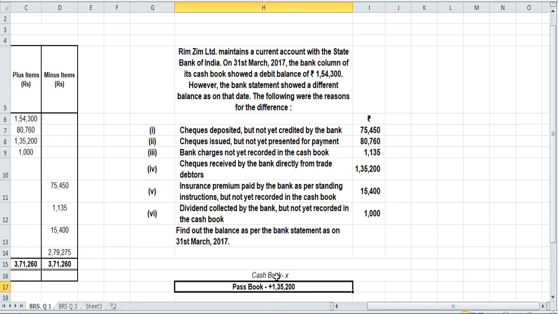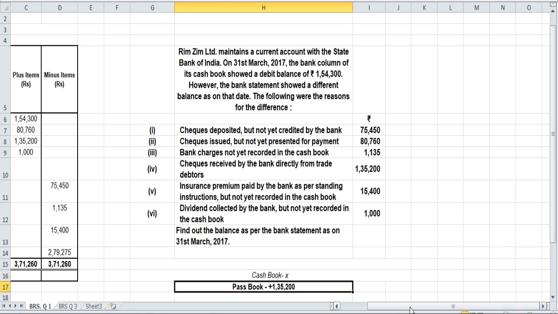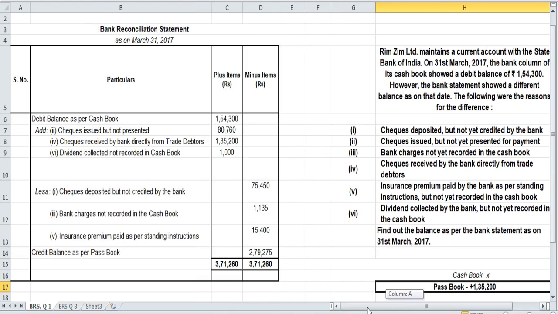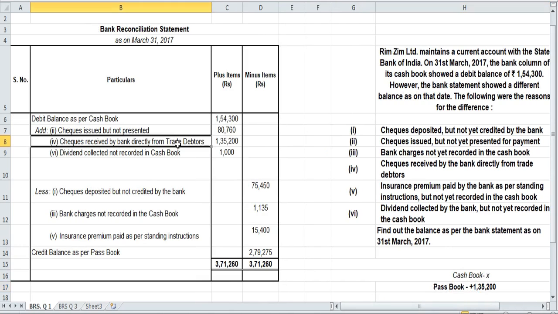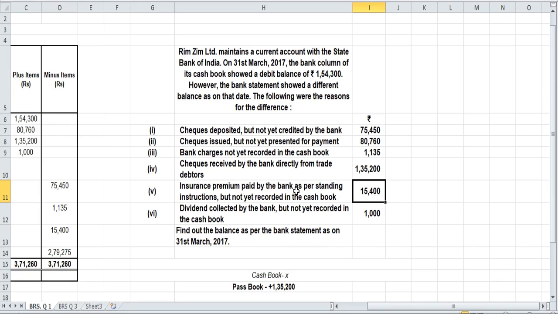What we have to move? We have to move cash book. Passbook is up, so we'll have to bring the cash book up to match with the passbook. We have to move the cash book, not the passbook. So here add checks received by bank directly from trade debtors 1,35,200. Number 5, insurance paid by the bank as per standing instruction.